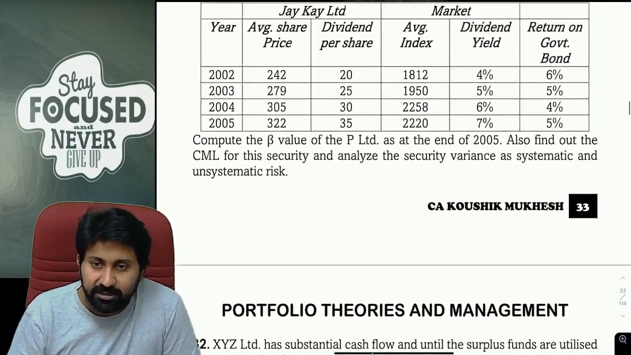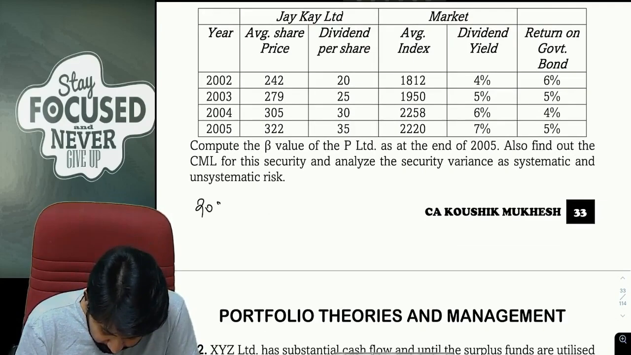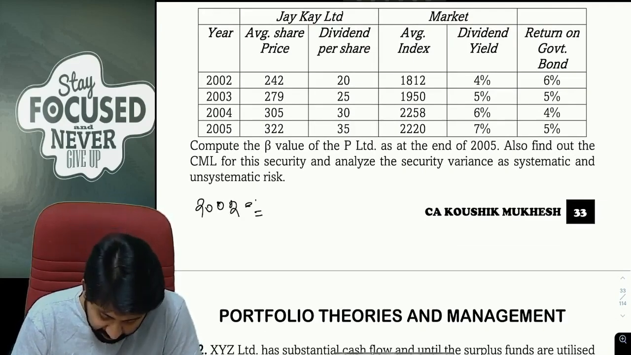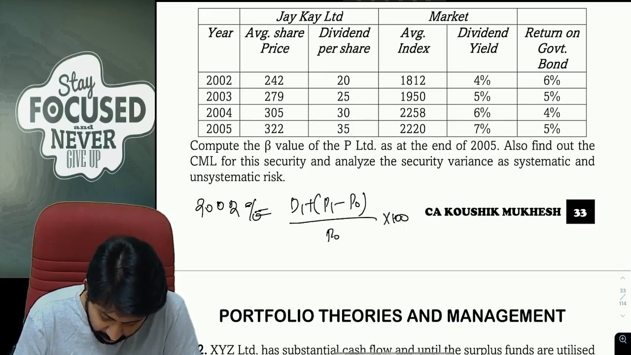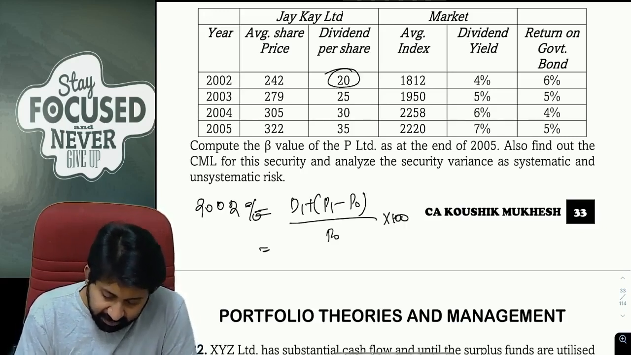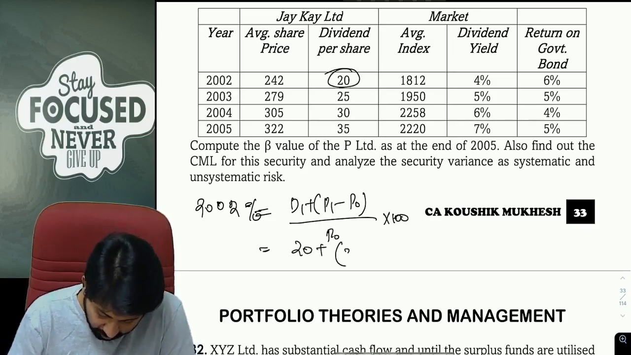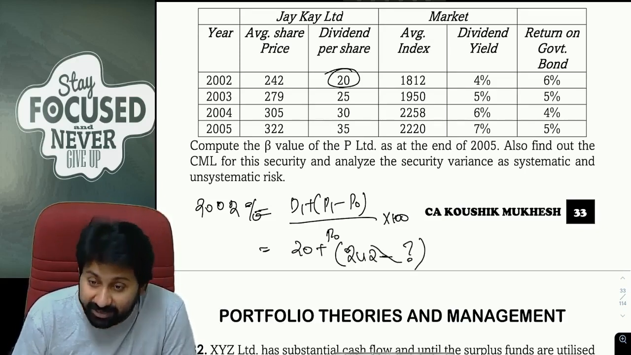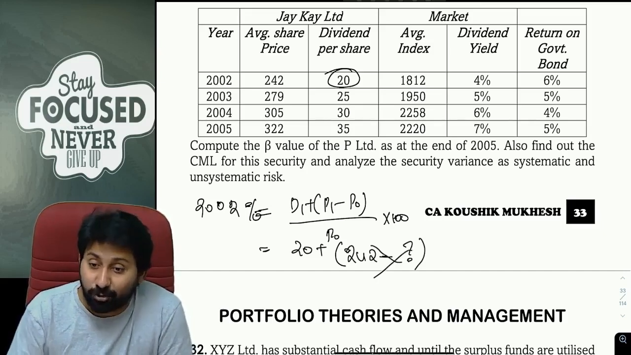For the year 2002, you want to know the return. How do we calculate the return percentage for 2002? D1 plus P1 minus P0, whole divided by P0, into 100. What is D1? 20 rupees. Plus P1, which is 242. Minus P0, which is not given. That means you can't calculate the return for the year 2002.